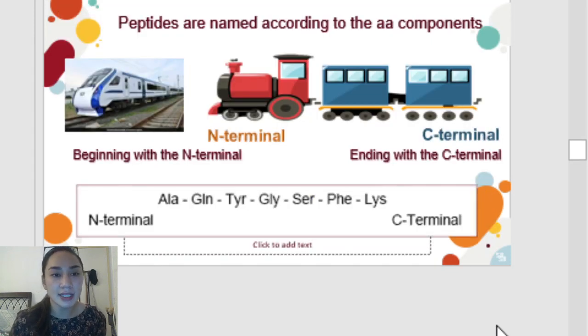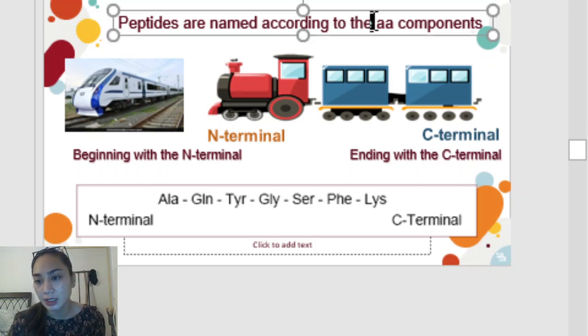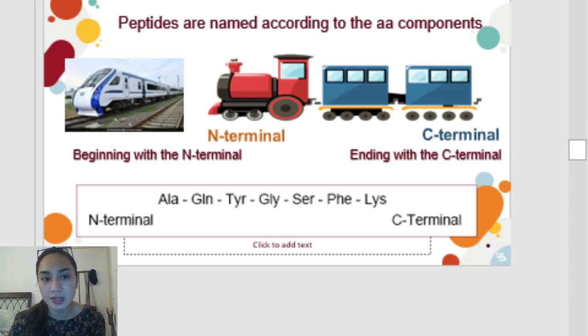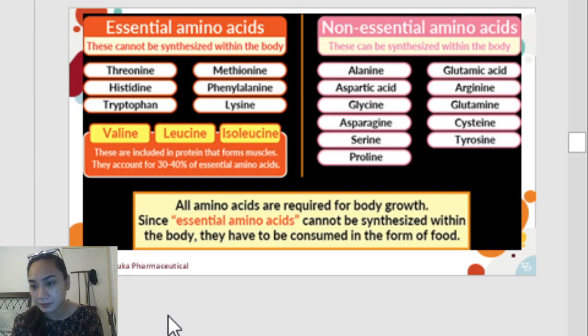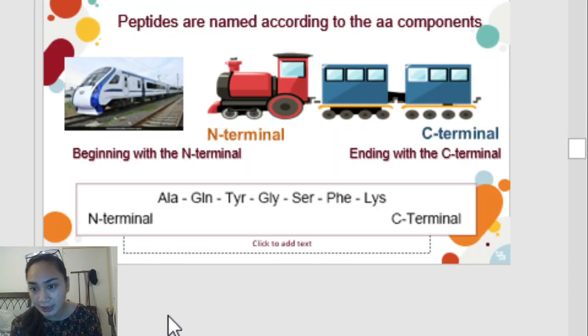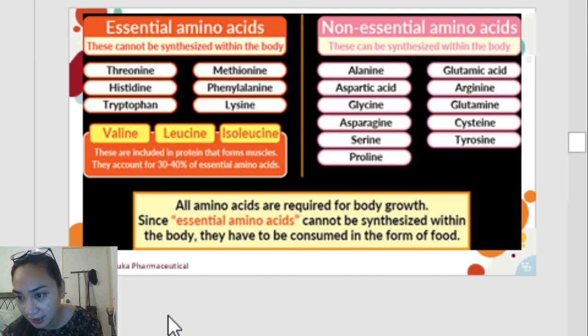Okay, so peptides are named according to amino acid components. So, ito important, no? Like, katulad nung sinabi ko kanina, no? We compare amino acids to a train. So, napapangalanan daw ang peptide natin according to amino acid chain. So, for example, dito we have alanine. Ano ba itong GLN? Let's go back lang dun sa slide. Glycine. Is this glycine? GLN. Glutamine, etc. Okay, never mind.